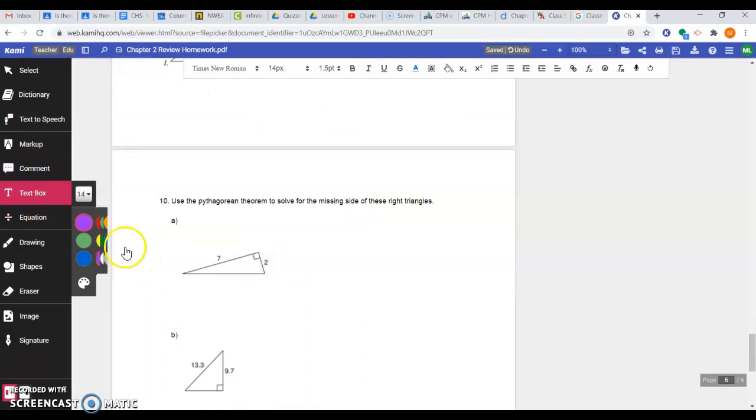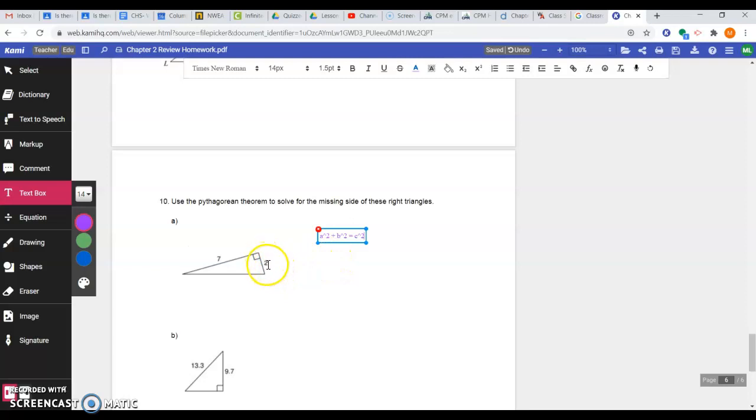Now, Pythagorean theorem is always a squared plus b squared equals c squared, and we plug in our a, b, and c value, or whatever ones we're given.